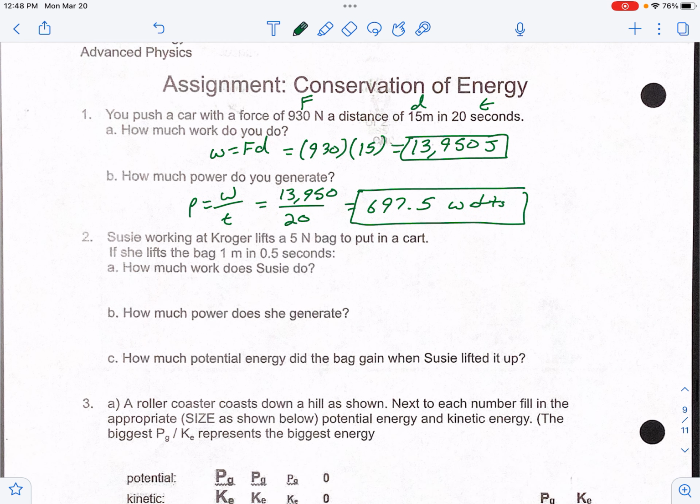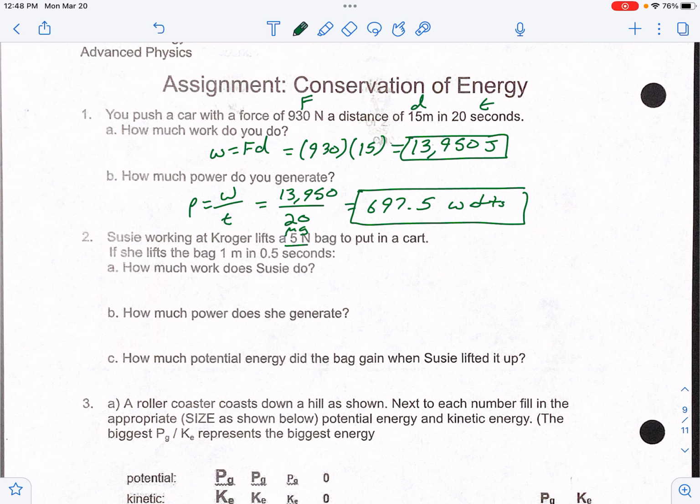Okay, 2, Susie working at Kroger lifts a 5 newton bag. So remember, 5 newtons is the same thing as saying mass times gravity. So we just did some work for you and just gave you what those were. Okay, if she lifts the bag 1 meter in 5 seconds, how much work does Susie do?